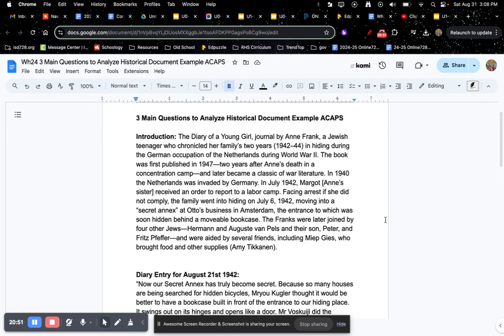In 1940, the Netherlands was invaded by Germany. In July of 1942, Margot, Anne's sister, received an order to report to a labor camp. Facing arrest if she did not comply, the family went into hiding on July 6, 1942, moving into a secret annex at Otto's business in Amsterdam, the entrance to which was soon hidden behind a movable bookcase. The Franks were later joined by four other Jews, Hermann and Auguste van Pels and their son Peter, and Fritz Pfeffer, and were aided by several friends, including Miep Gies, who brought food and other supplies.